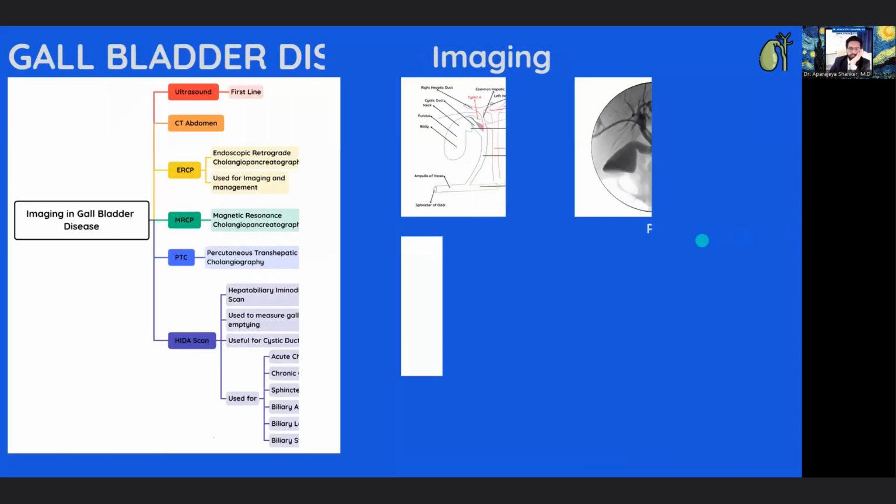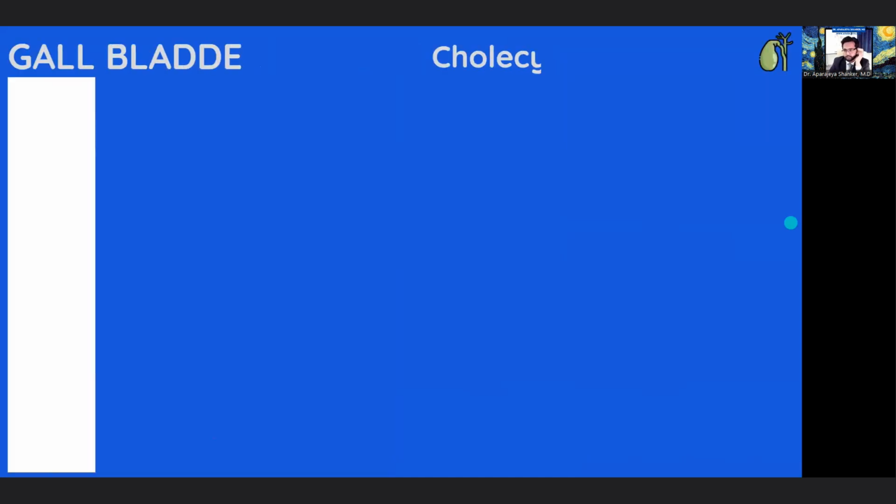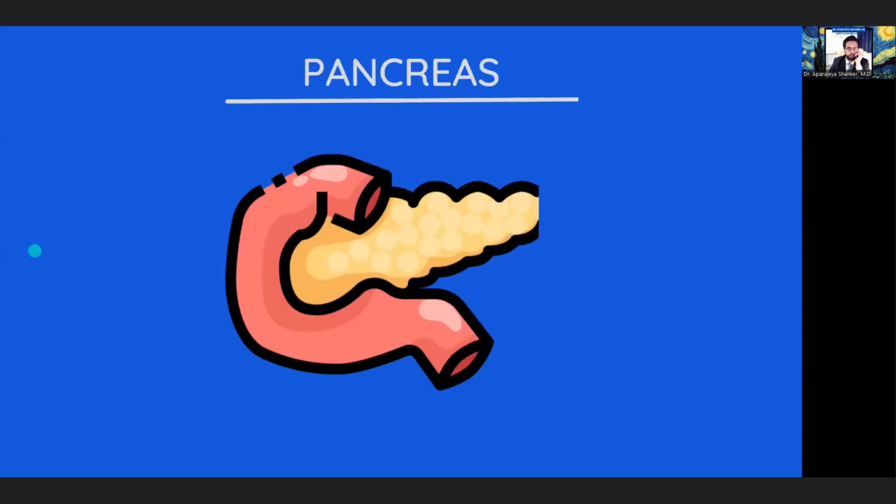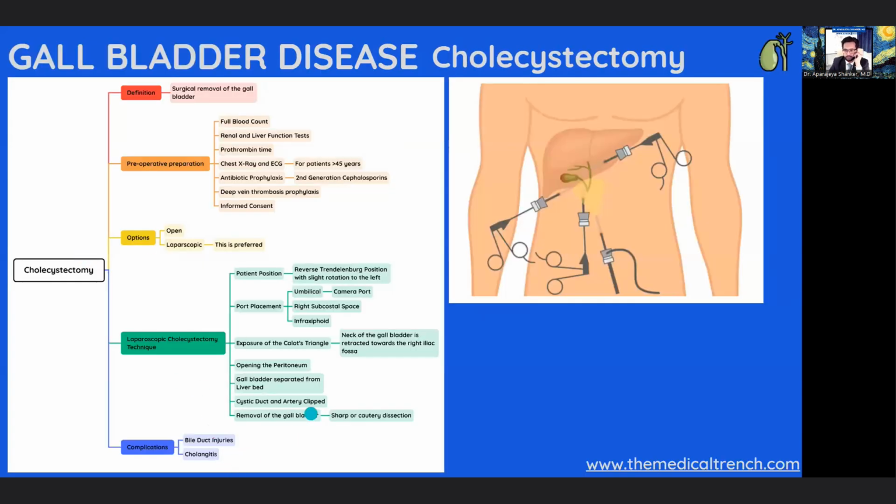Now, there are some complications, of course, of cholecystectomy. The biggest complication is going to be cholangitis, and you can have bile duct injuries as well. Now, there's a classification system I've made. You need to request it personally, but study the Strasbourg classification of bile duct injuries. They are very important, and they will sometimes be asked in the questions asked by the professor, right?